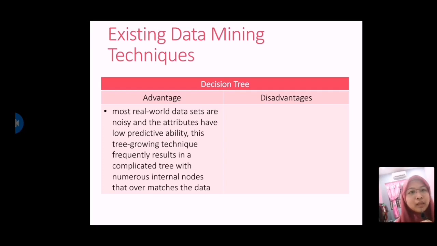Last method is decision tree. The advantage of decision tree is more on real world data. Mostly real world data have noise and many attributes. And when the dataset has many attributes, the predictability will be low. So decision tree helps to solve these two problems.